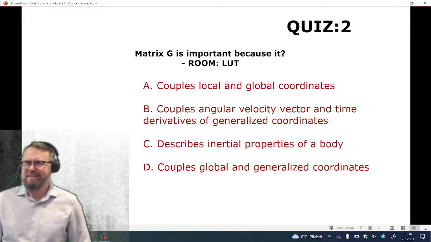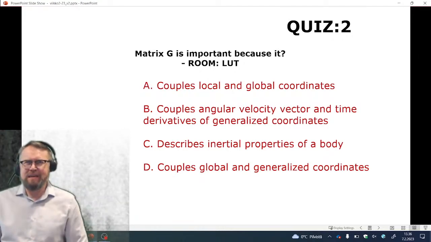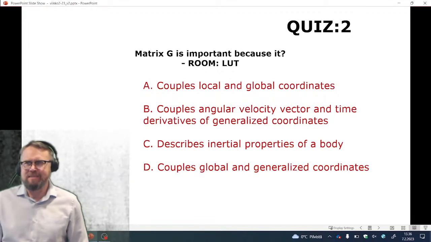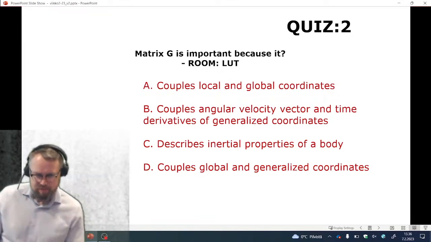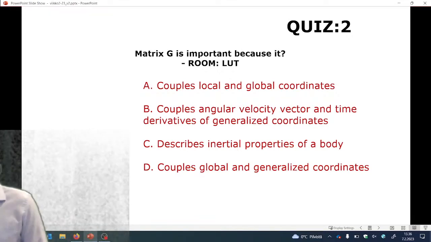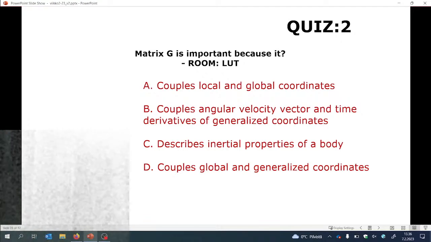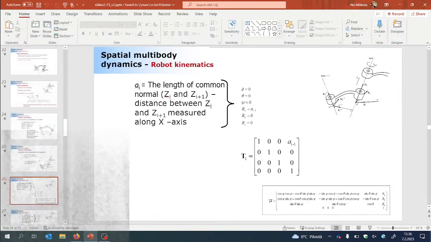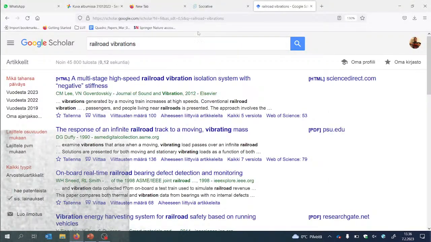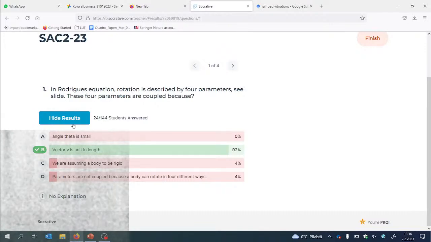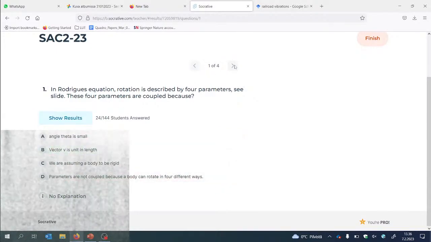Should we try? And we can redo this next week if this is not going to be a big success. Okay? All right, so let me check myself the Socrative. And very soon you will see the Socrative result. Socrative is here. So I'm going to go to the next one.